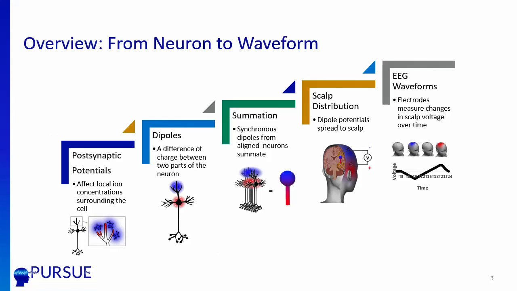What we're going to do is first talk about what ERPs capture in terms of the neural activity, then how that forms a dipole, how those dipoles are added together, and then how that spreads to the scalp, and we record it in the form of EEG.